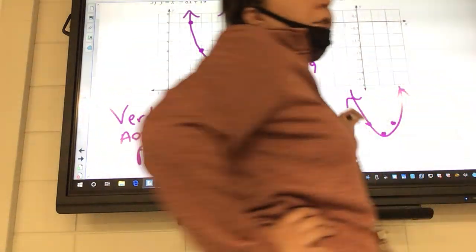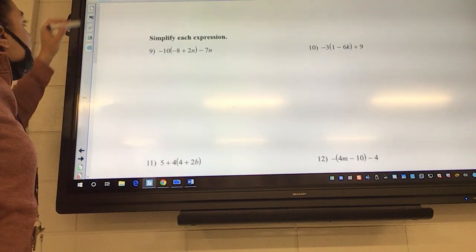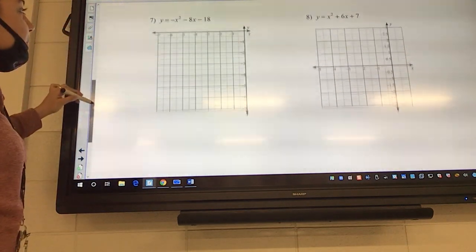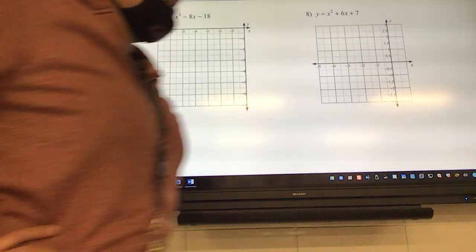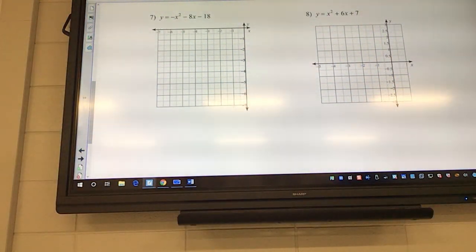That's just how all quadratics are done. Don't add. I'm sorry. Okay, the next one. Does it open up or down? Down. It opens down. Why? Because there's a negative out front.